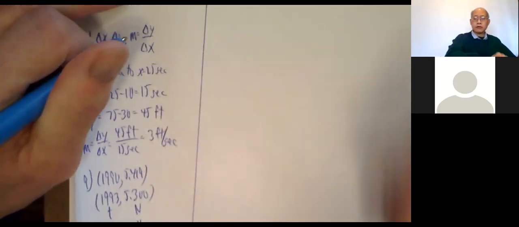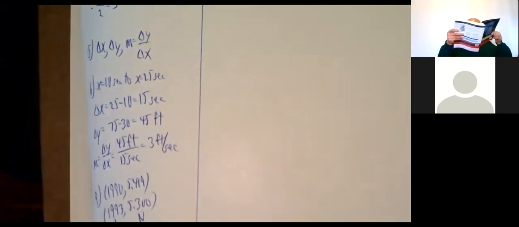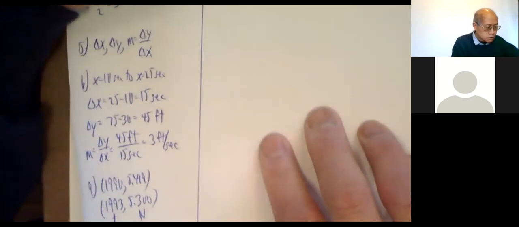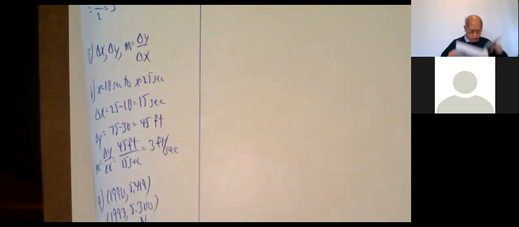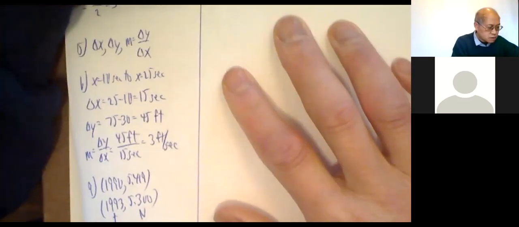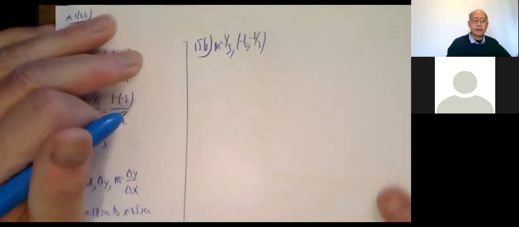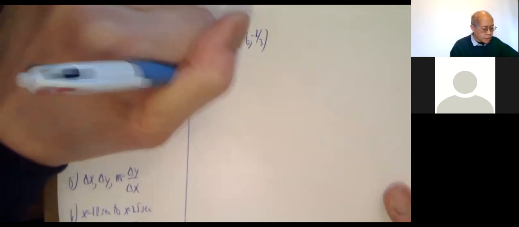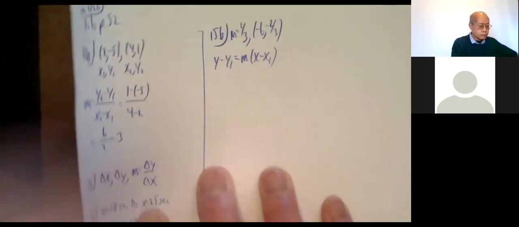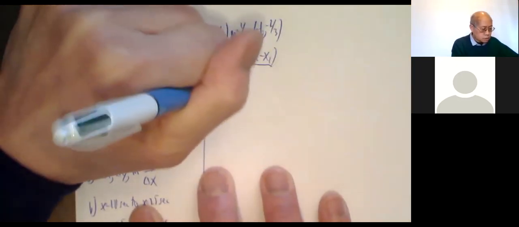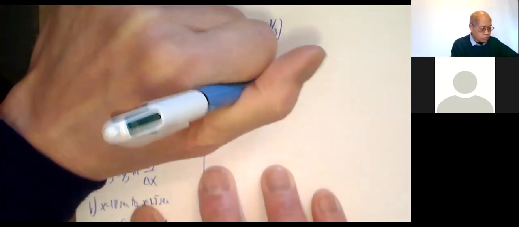So 15b, don't worry if you can't see it yet. I have to write it down before I get to it. 15b, the slope is 1/3. And the point is -6, -2/3. So write the equation of the line. I will use the point-slope form: y minus y1 equals m times x minus x1. This is the point-slope form.